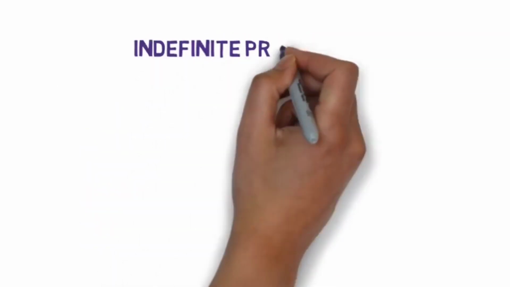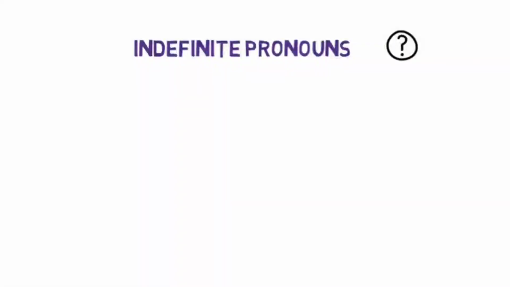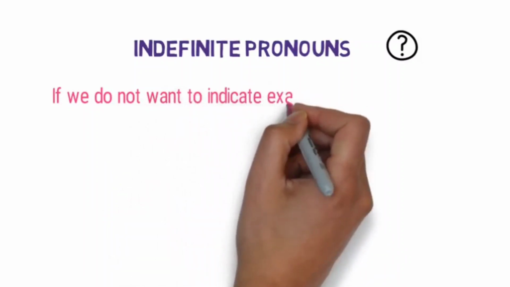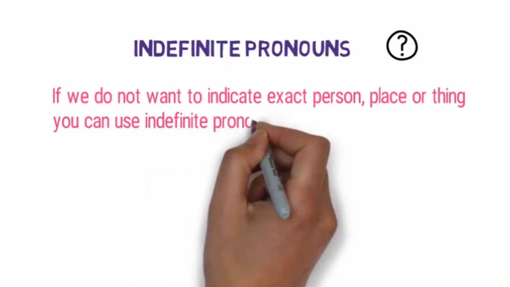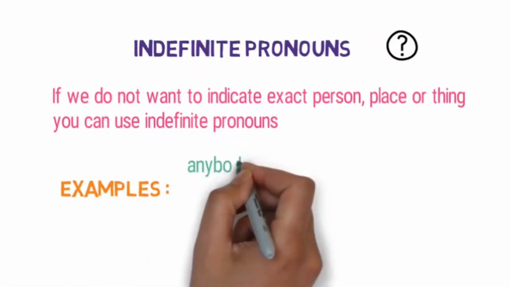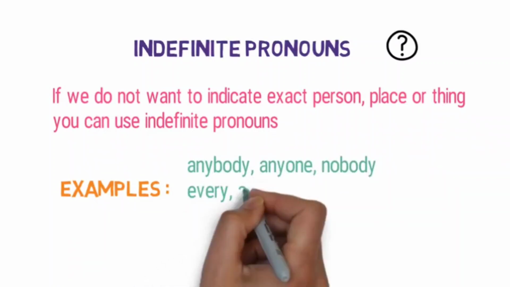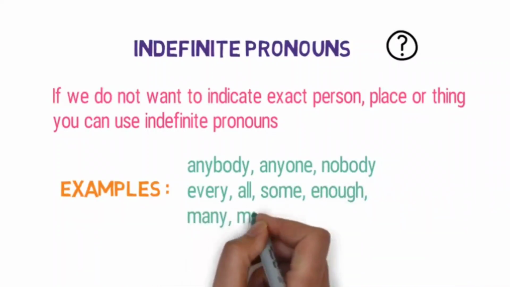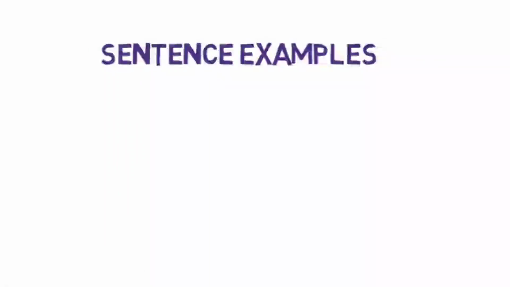And indefinite pronouns. So what are indefinite pronouns? If there is a situation where you do not want to indicate exact person or place, you can use indefinite pronouns. Examples of them are anybody, anyone, nobody, every, all, some, enough, many, much. Now let's look into the sentence example of them.